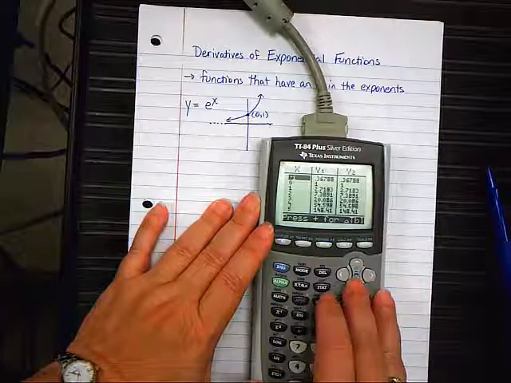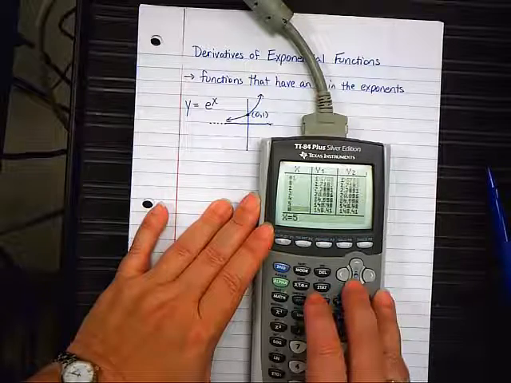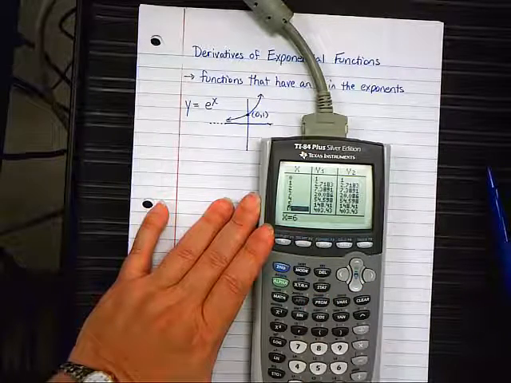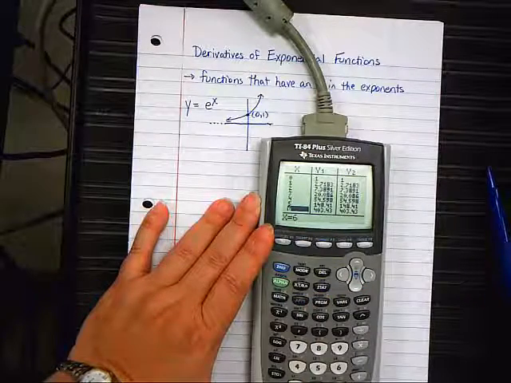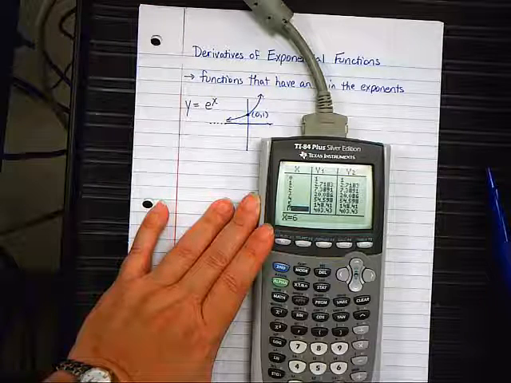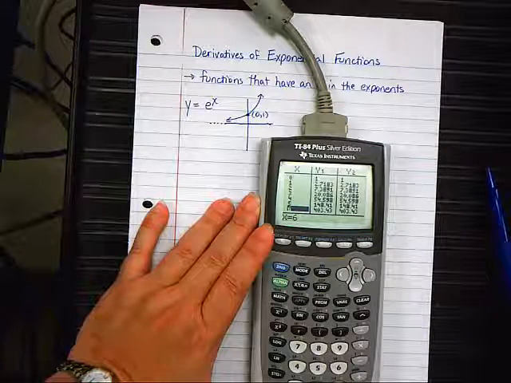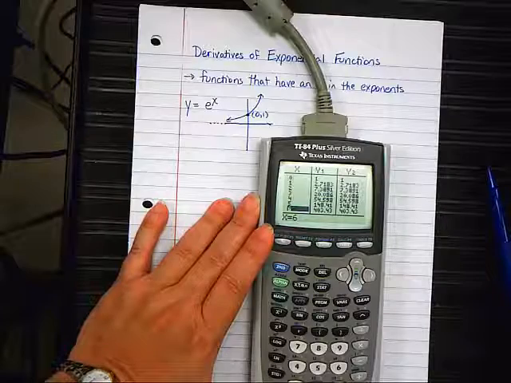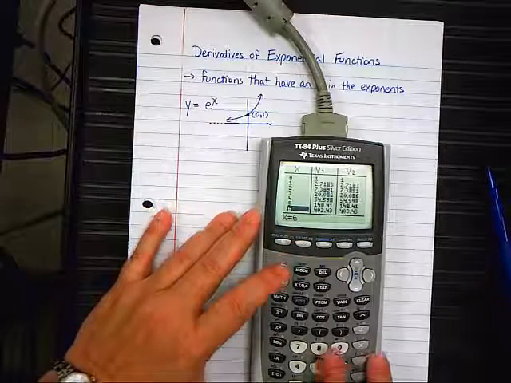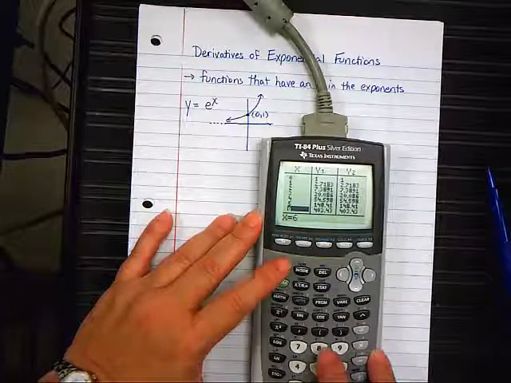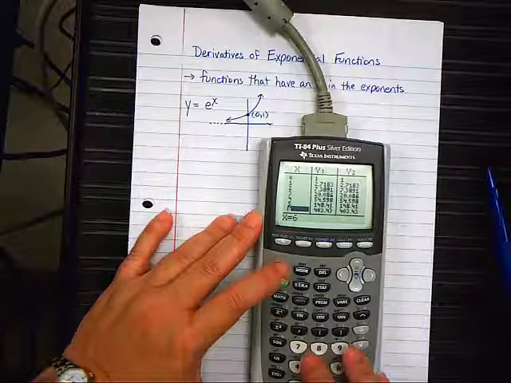y1 is the original equation. y2 is the derivative. What do you notice? They are the same y values, aren't they? So that tells you that the derivative of e to the x is what? E to the x. Okay? This is the only function whose derivative is itself.